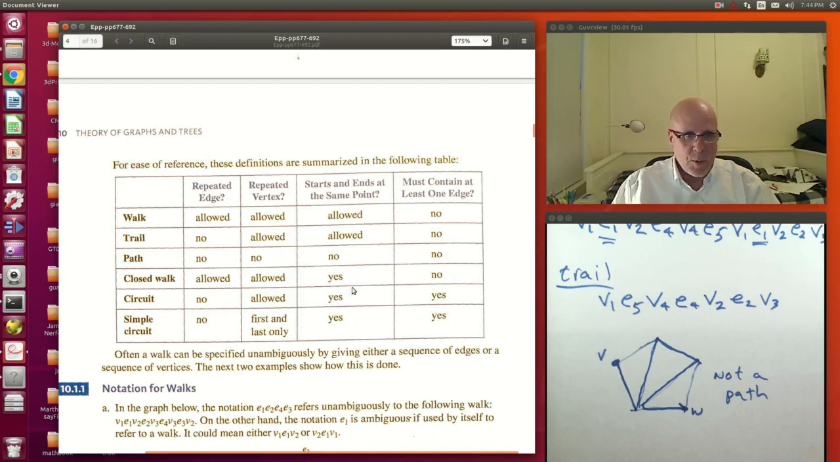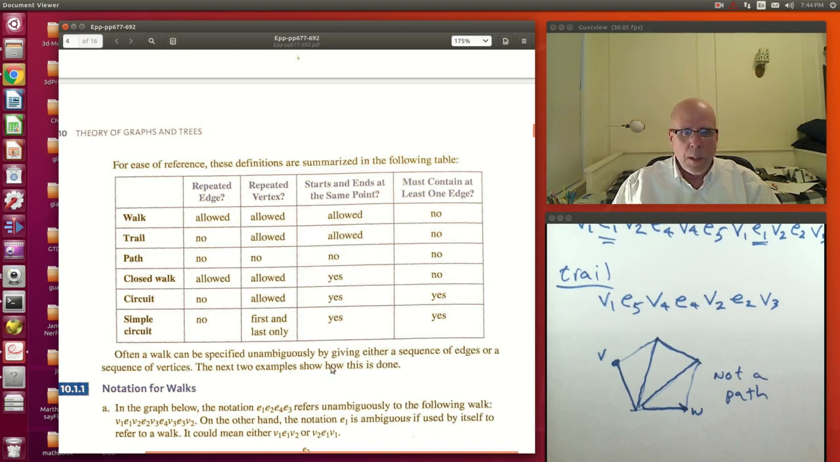So these latter three, the closed walk, circuit, and simple circuit, they all start and end at the same point. You can have repeated vertices in the first two, but in simple circuits, only the first and the last can be repeated. And for the circuits and the simple circuits, you've got to have at least one edge, because it doesn't make much sense to talk about trivial things being circuits.